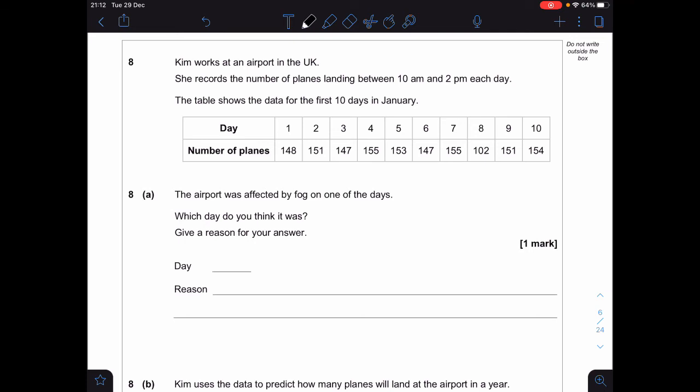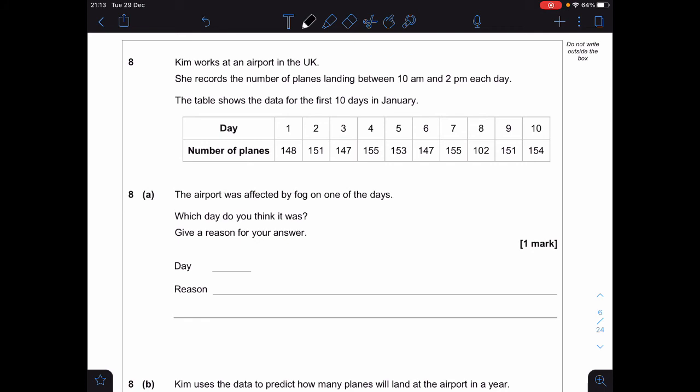Question 8. Kim works at an airport in the UK. She records the number of planes landing between 10 a.m. and 2 p.m. each day. The table shows the data for the first 10 days in January. So here is the table of the data. Part A, the airport was affected by fog on one of those days. Which of the days do you think it was? Please give a reason for your answer.